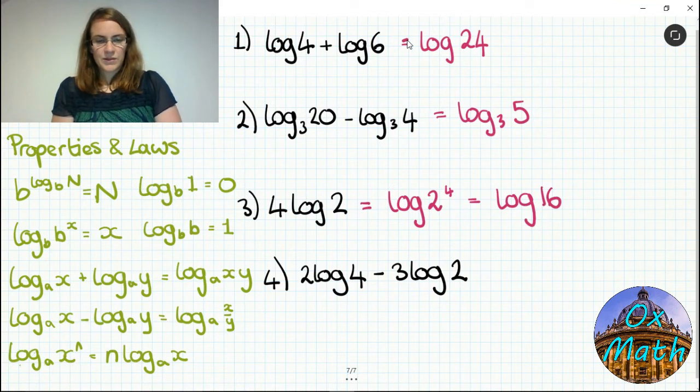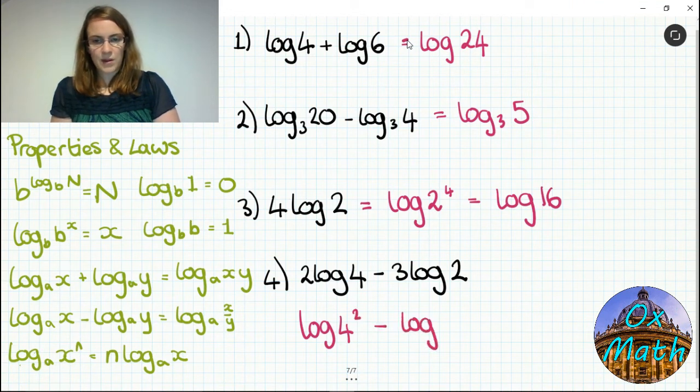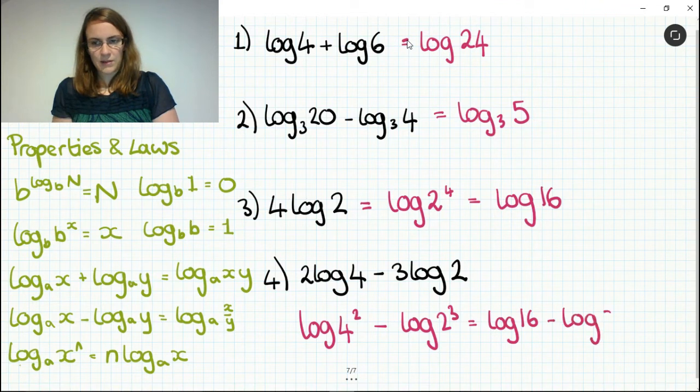2 log 4 minus 3 log 2, remember we can't simplify that down into a single log until we get rid of the numbers in front. So we can move those numbers up. So 2 log 4 becomes log 4 squared, and 3 log 2 becomes log 2 cubed. Log 4 squared is the same as log 16, and log 2 cubed is the same as log 8.